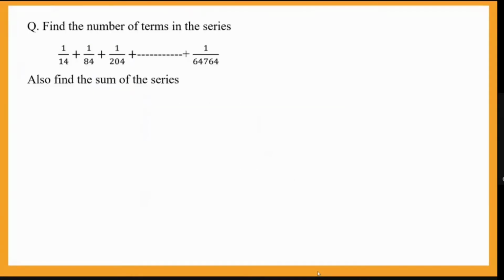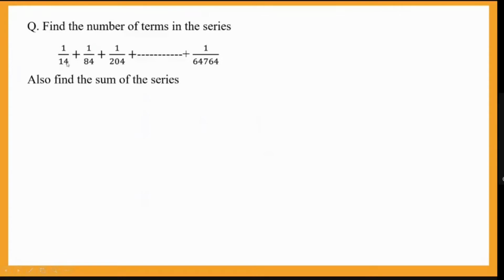Now just see the question. If you see, 1/84 minus 1/14 is not equal to 1/204 minus 1/84, so it is not an AP. It means we need to find some relationship, establish some connection, such that we are able to find out the AP here. Now what do I do? I need to find out the number of terms first of all.